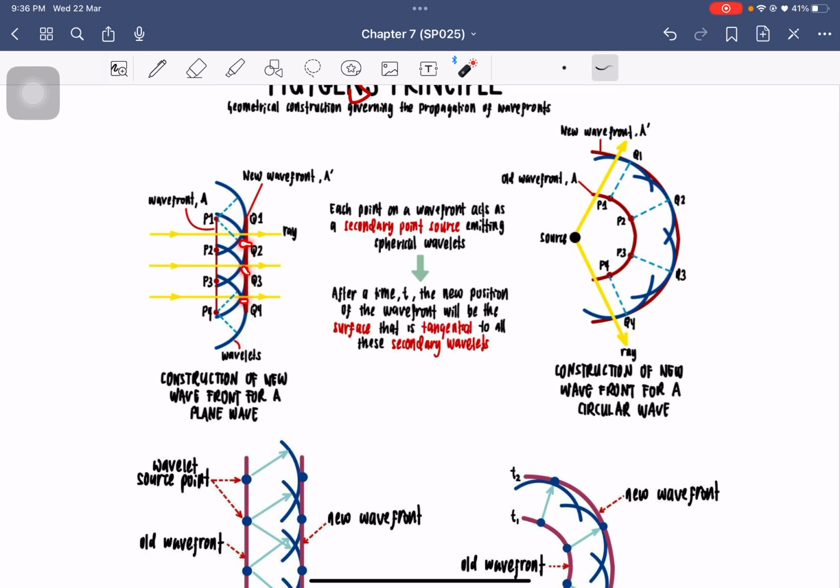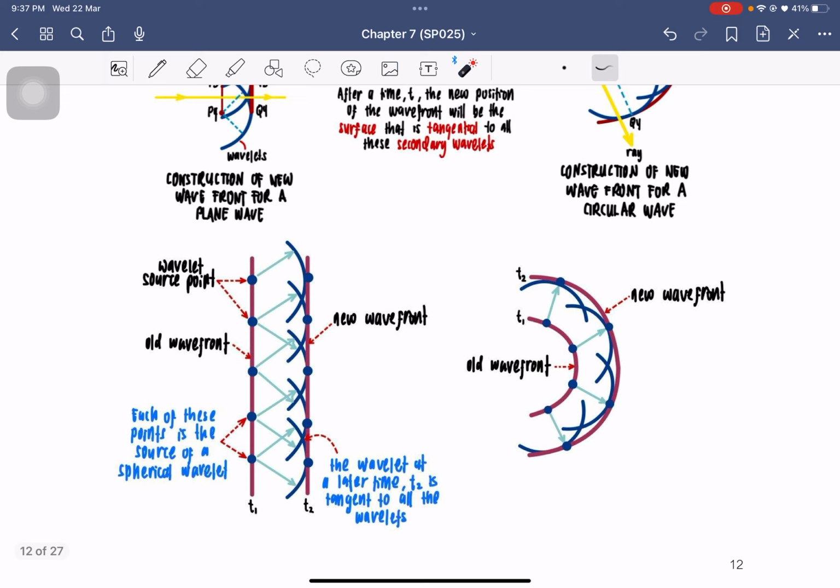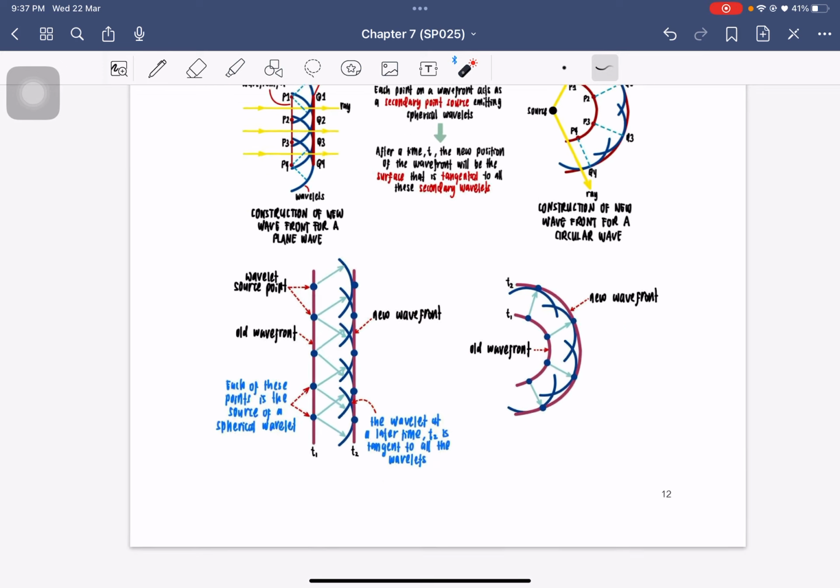So in this step there is a point, and after that they will create another spherical wavelets. Like that. For the circular wave, it's the same thing too. This point acts as a secondary point source. So this is the source for these secondary wavelets. Okay, so that is what I was talking about just now. Just basically read it through.